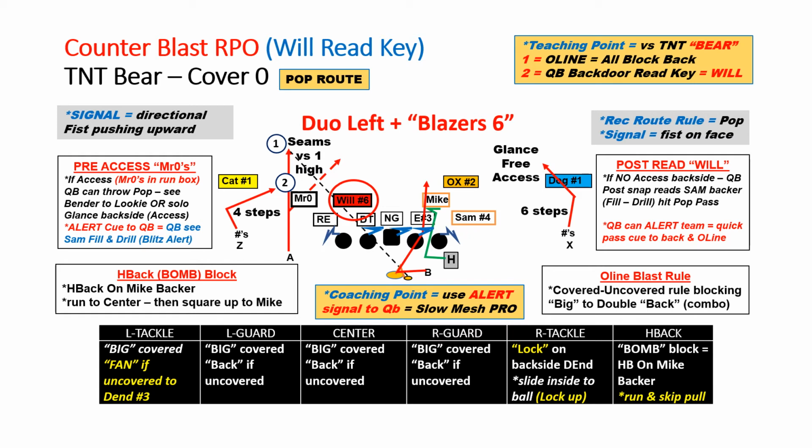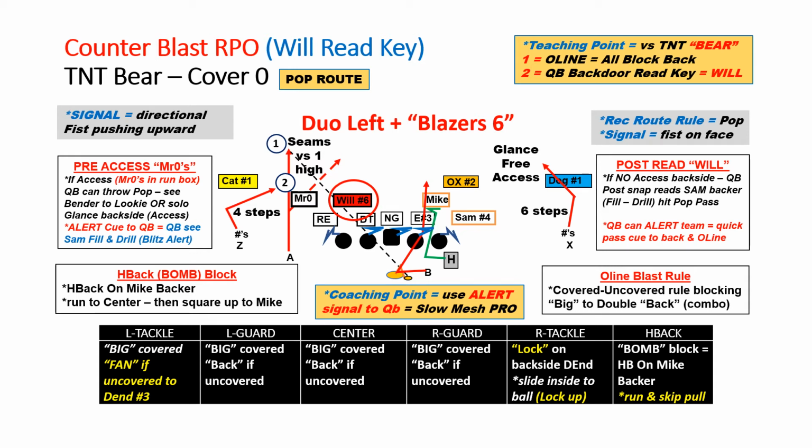You can see with the diagram here, we're running this to the right, so the Mike is to the right and the Will is to the left. As always though, quarterback still does his ANO progression, looking for access, no access. If he has free access with the X receiver, he would just go ahead and think PRO, pass first, run second, and throw it. If not, we're going to now post-snap read the Will backer versus a bear front.